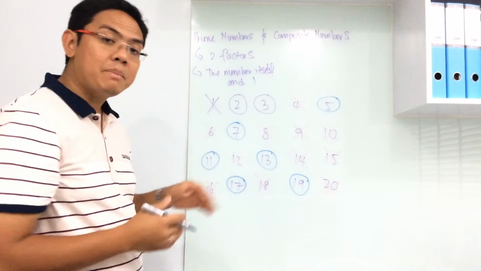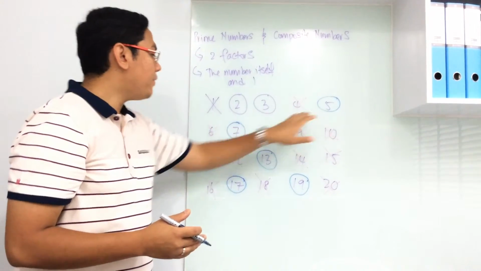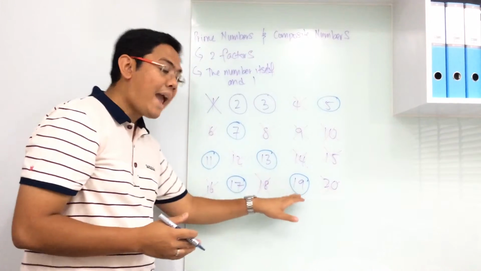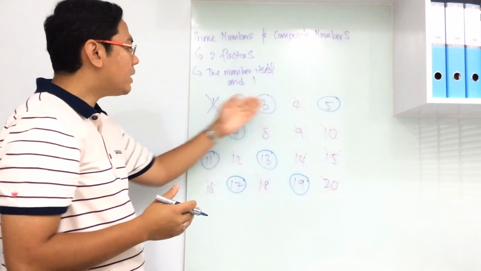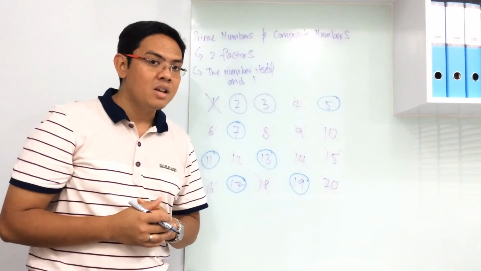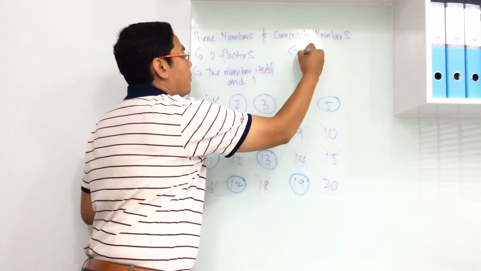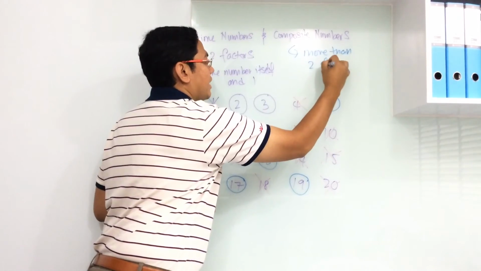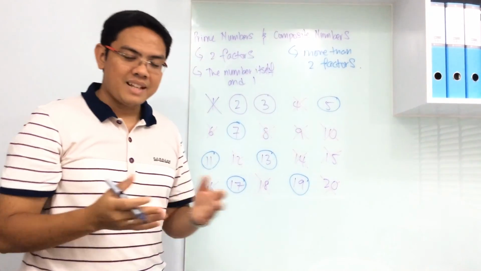So if you look at numbers 1 to 20, 2, 3, 5, 7, 11, 13, 17, and 19 are prime numbers, whereas all the numbers which have been crossed out are composite numbers. We define composite numbers as numbers which have more than 2 factors. Happy learning.